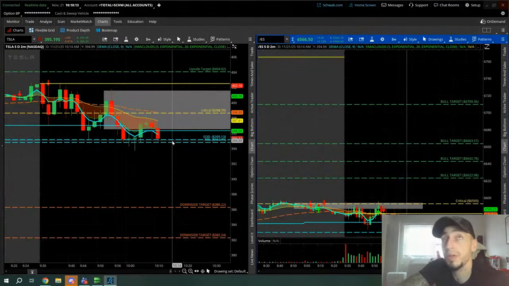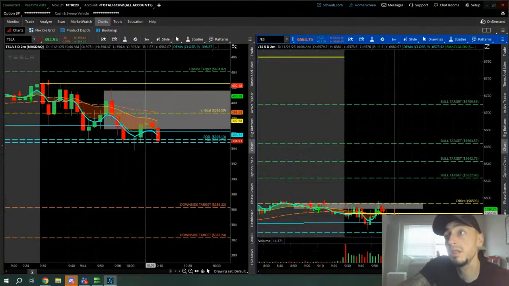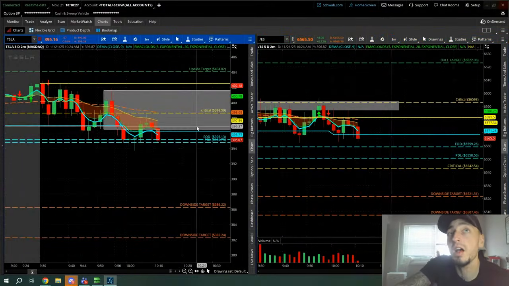Damn, I got a pretty shitty fill there. That's all right. Seller's about to come in. Strong. Very strong. Very strong push here on Tesla. Very strong. Let's break EOD and PDL.